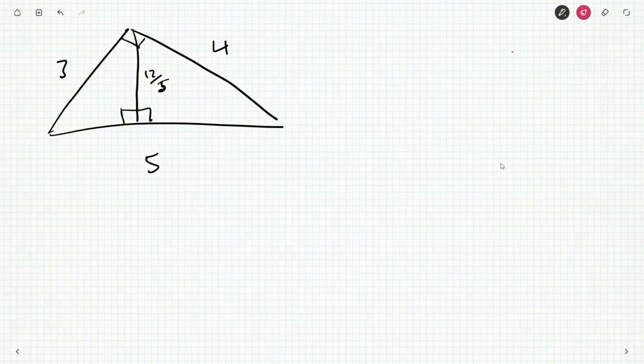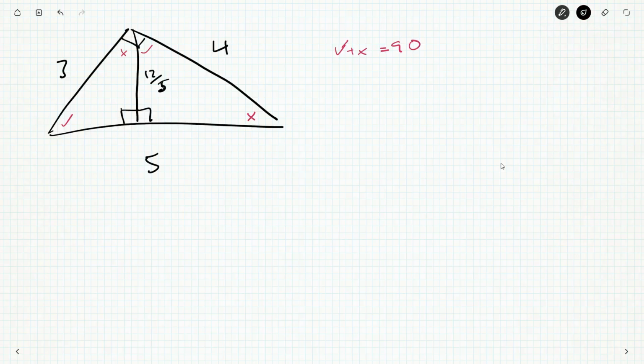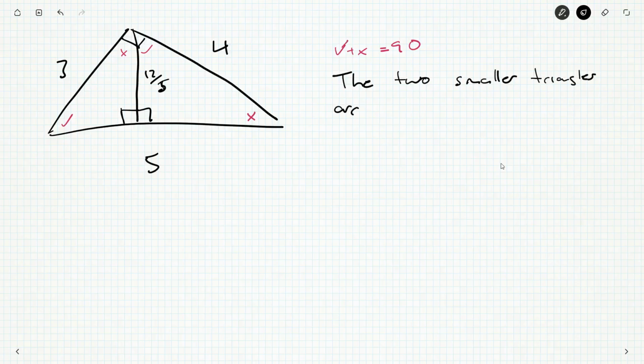because looky here, if we call this check and this x, we know check plus x is 90, but we have two smaller triangles. Well, this is going to have to be x and this is going to have to be check. So it turns out, and you should probably write a sentence of explanation here, the two smaller triangles are similar to the 3, 4, 5 triangle, ABC. Okay?